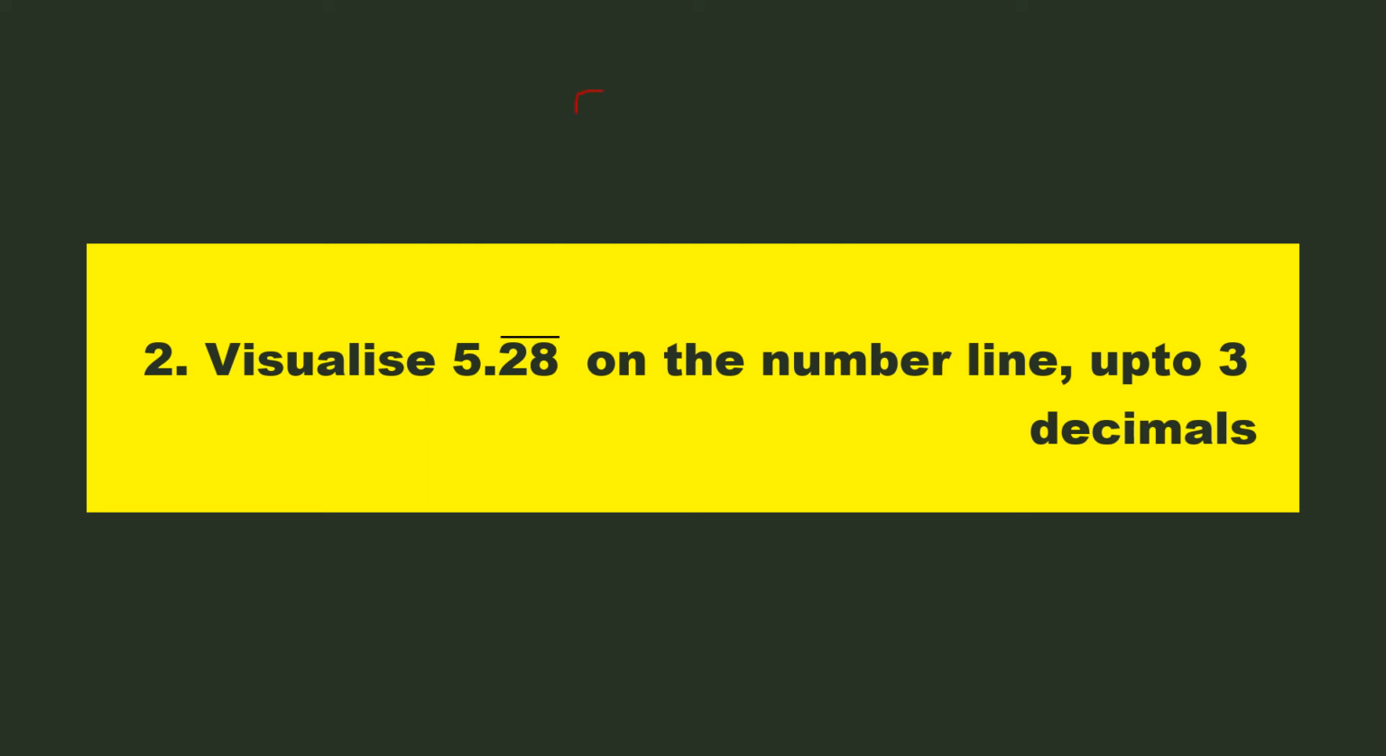Here you may get one doubt, right? If I write 28 bar as 5.28, 28, 28 and so on, till how many 28s should I show on a number line? We don't know at which point we should stop on the number line. For that he gave up to 3 decimals, which means after the decimal you should take only 3 digits, stopping at the third decimal point, 5.282. If it is shown till 5.282, then it is enough.